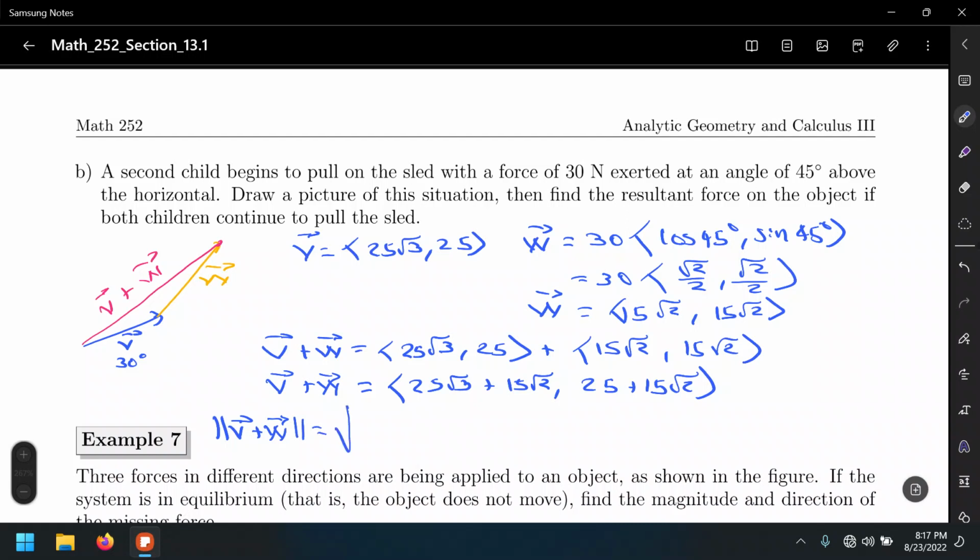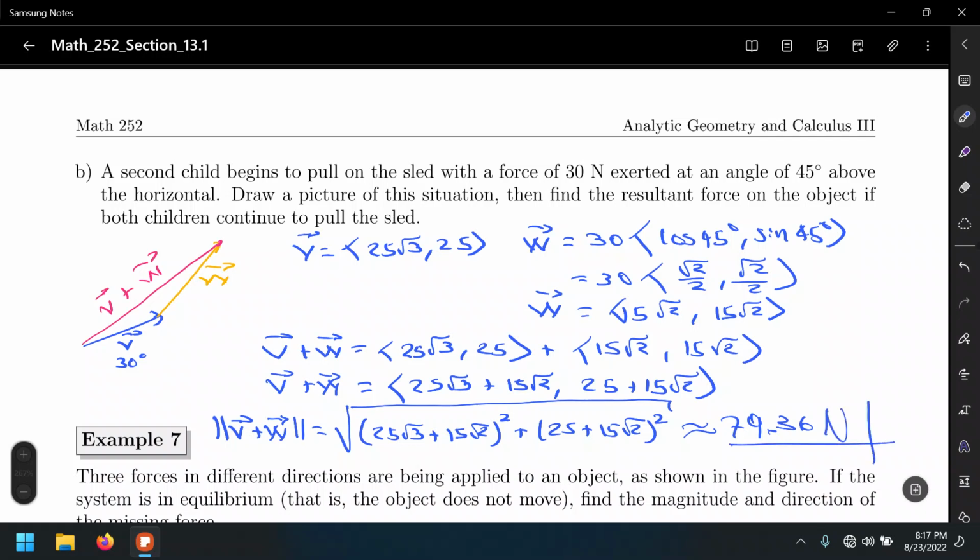And well, that's the square root of the quantity 25 root of 3 plus 15 root of 2, squared, plus 25 plus 15 root of 2, squared. Funky numbers, right? But we have a calculator. We can do this in our graphing calculator. We should get approximately 79.36. And what would be the units? Just curious about it. Newtons, right? Newtons. Okay.